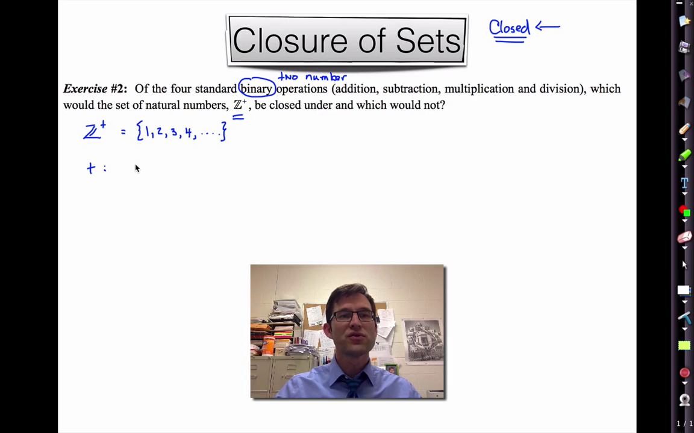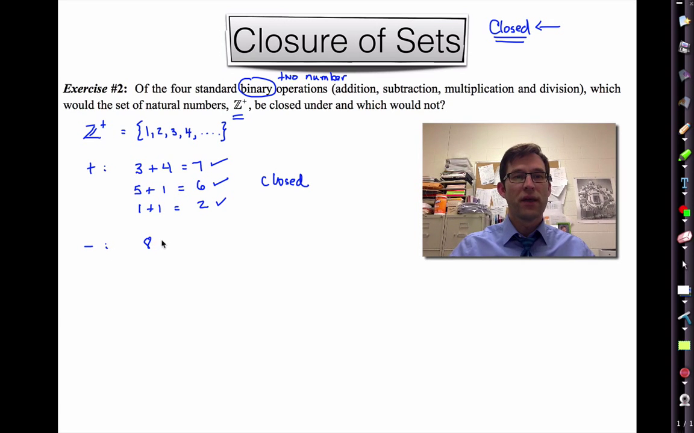If I grab two natural numbers at random and I add them, 3 plus 4, I get 7, and 7's in there. If I do 5 plus 1, 6, that's in there. Even if I grab two of the same number, 1 plus 1, 2, that's in there. So definitely closed. All right, let's try subtraction.